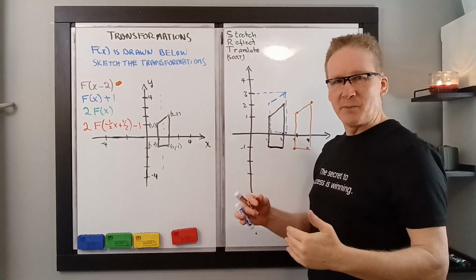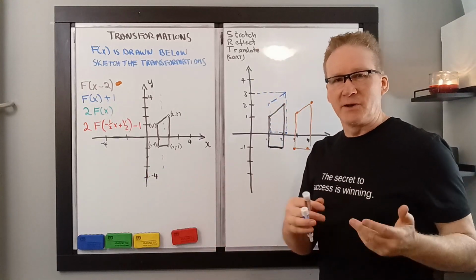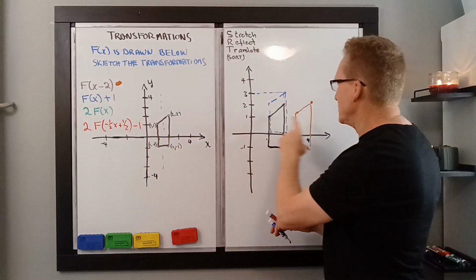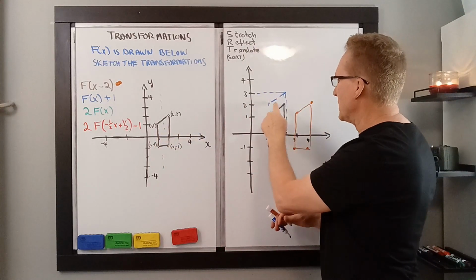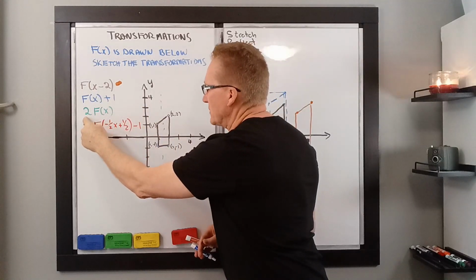Translations are like you get on a bus and you're translated. You're moved from one place to another, or you translate your language from one to another. You keep the shape exactly the same. The shape doesn't change. You just move it around, up and down, left and right. Here we moved it up, here we moved it to the right. So that's these first two. Now this here is a stretch.